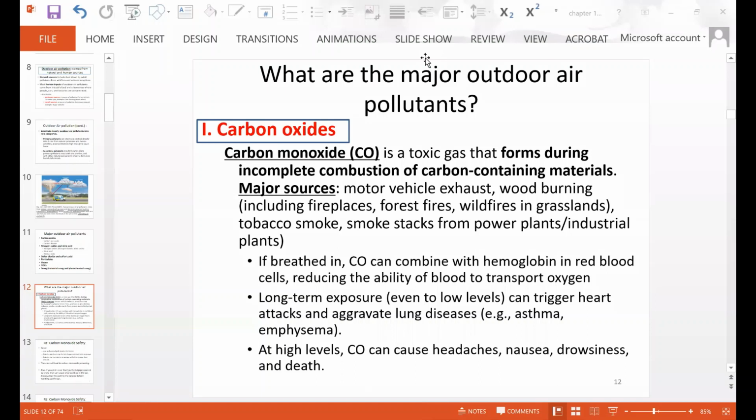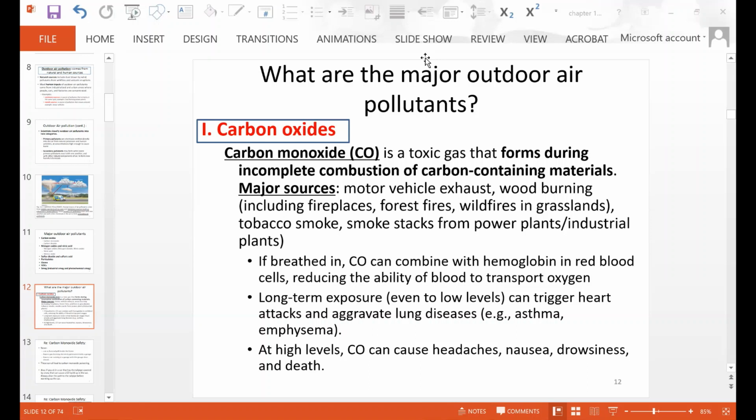Carbon oxides, such as carbon monoxide. Carbon monoxide specifically is a toxic gas that forms during incomplete combustion of carbon-containing materials. And the major sources include motor vehicle exhaust, wood burning, including fireplaces, forest fires, and wildfires in grasslands, tobacco smoke, and smokestacks from power plants or industrial plants.